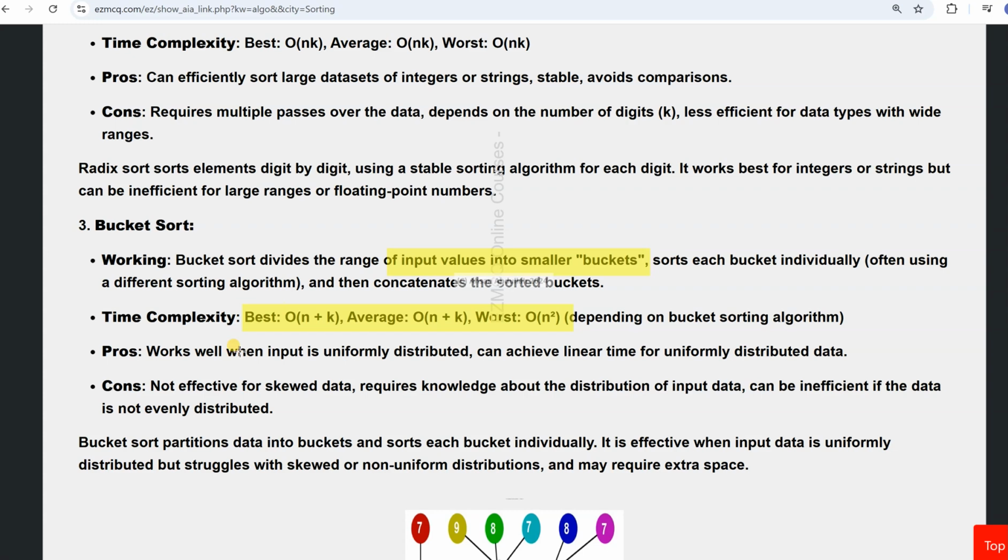So this works when the input is uniformly distributed. When it is uniformly distributed, then sorting within a bucket takes not more than order n time, right? And it can achieve linear time complexity for uniformly distributed data. Of course, if the data is skewed, then it doesn't work. And for that to work, you should have knowledge about the distribution of the input data. If it is not uniformly distributed, then it will result in order n squared time.